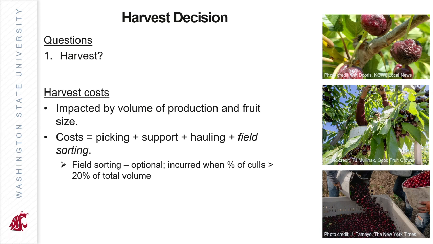What are the harvest costs that we included? Well, harvest costs will be impacted by the volume of production and fruit size. The costs are picking, support, which is the checkers, hauling, and field sorting. We were told that if your culls exceed 20%, you will sometimes, in order to save some of that and still get something out of it, do some sorting, and that will also be included in the cost of harvest. So we have this harvest decision.